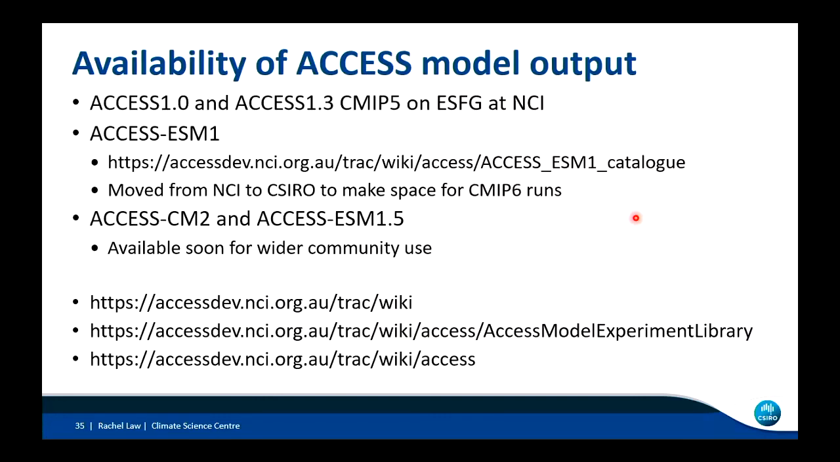Availability of ACCESS model output. ACCESS 1.0 and 1.3, the CMIP5 runs, are obviously available through the large CMIP5 data set on the Earth System Grid Federation, and our results are certainly sitting at NCI. For the ESM1 results, I've given you a link here to a catalogue which tells you what runs we did and what's available. We did have to move those all from NCI onto a CSIRO machine to make way for our CMIP6 runs, so if you want those and you're not based at CSIRO, you'll need to get in contact with us to see what we can arrange.